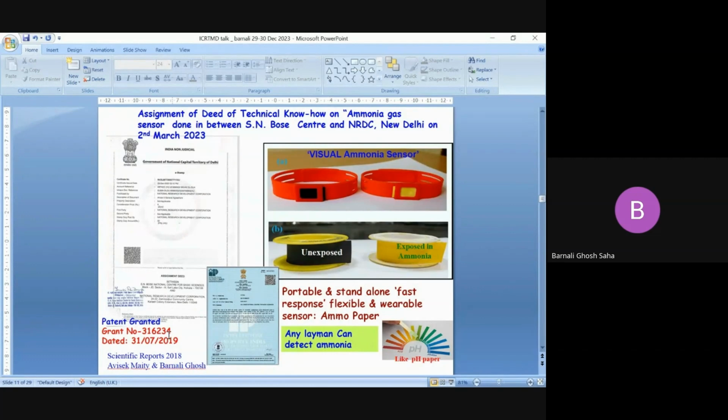This patent has also been granted, and the assignment deed has been done with NRDC along with our center in New Delhi on 2nd March. So it is ready for commercialization.